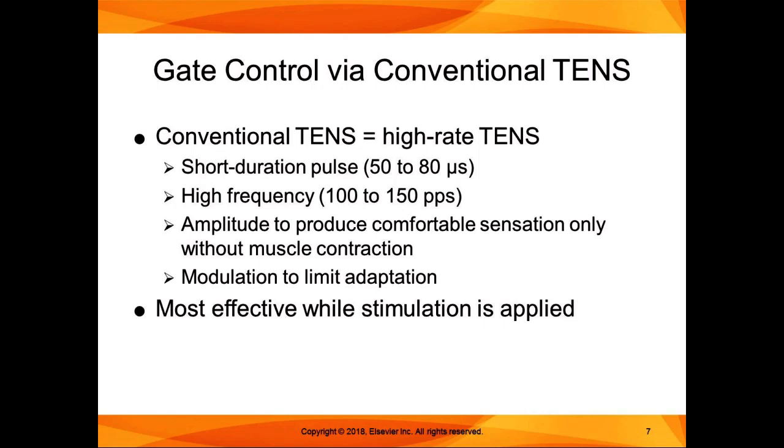IFC, interferential current, is an alternating current application. There's no pulse duration because it's alternating current. The frequency for IFC is usually 80 to 150 hertz, or pulses per second. And the amplitude that we use on both of those is to produce a comfortable sensation only, without muscle contraction. We're going to modulate either the pulse duration or the frequency or the amplitude to limit adaptation to the stimulus.